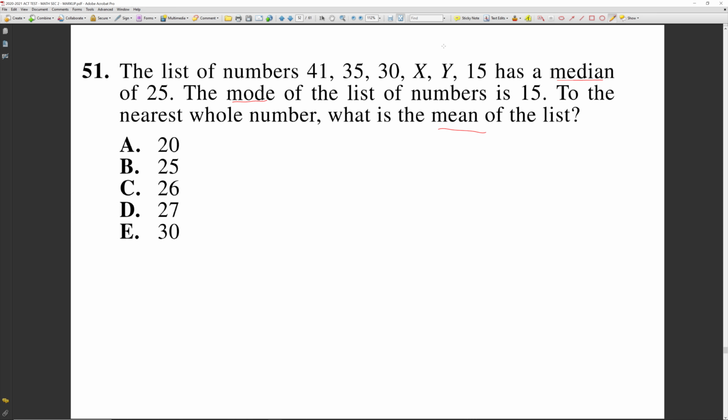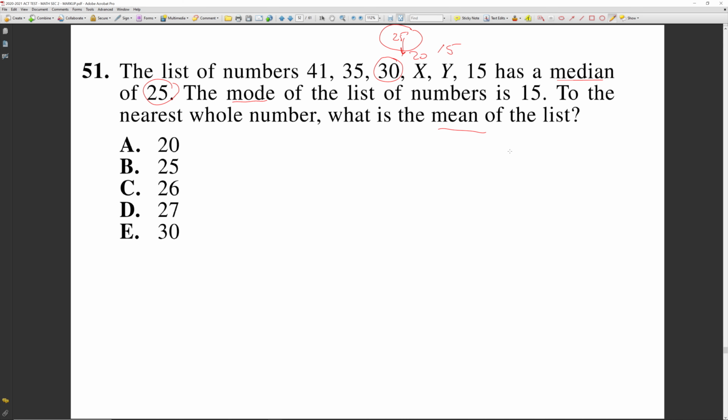So we know that this number has to be 15 because at least one of the numbers must repeat, because there's no other repeats here. So one of these numbers must be 15. And we know that the median is 25. And if you have 30 here, in order to get 25, you need to have a 20 here because the average of 30 and 20 gives you 25, and that's your median of 25. So we know the two values here.